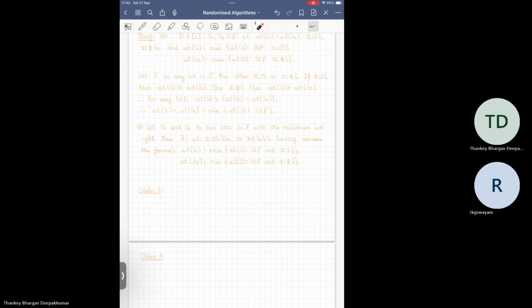So what do we have? We have that there are two sets with the same weight. This weight is minimum. Furthermore, S1 contains xi, S2 does not contain xi, and so the event Ei has happened, right?